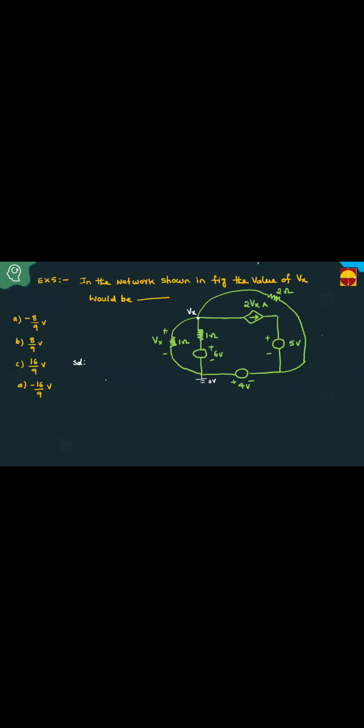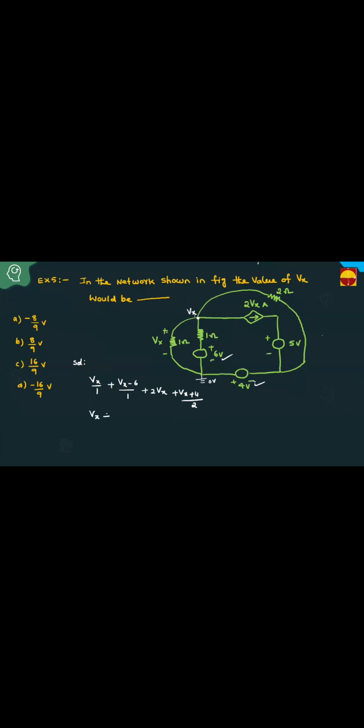If you apply nodal analysis, Vx by 1, Vx minus 6 by 1. This 2 Vx current is leaving, and current leaving means plus 2 Vx. Next, this is Vx and this is minus 4. Minus of minus is plus: Vx plus 4 by 2. If it is plus minus, it is Vx minus 6. But it is a minus plus now, that's why minus of minus.